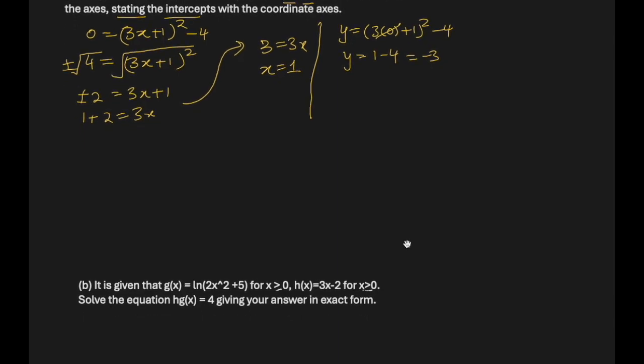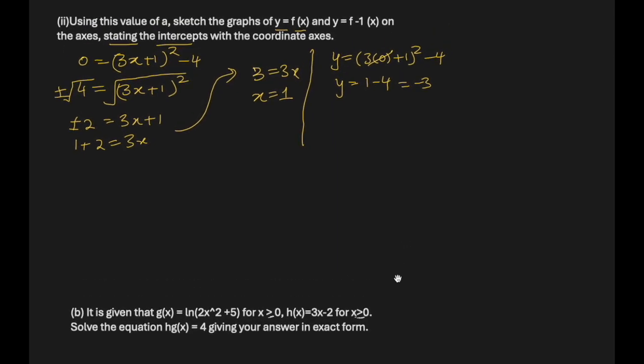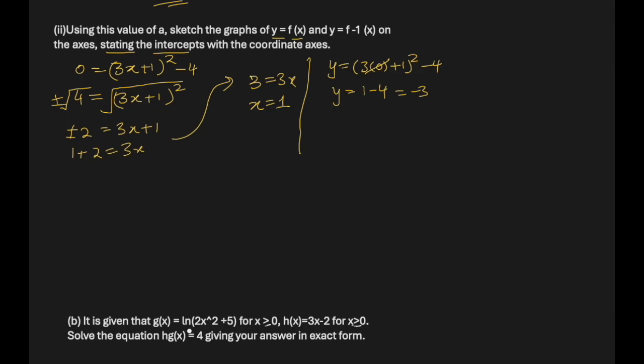Okay. B, it is given that gx, another function, is natural log of 2x square plus 5, and hx equal to 3x minus 2, for x is greater than 0. Both of them are positive. Can you see? X is greater than 0 means positive. Solve the equation hgx equal to 4. Okay, so it has nothing to do with the first part, so we can hide it now.